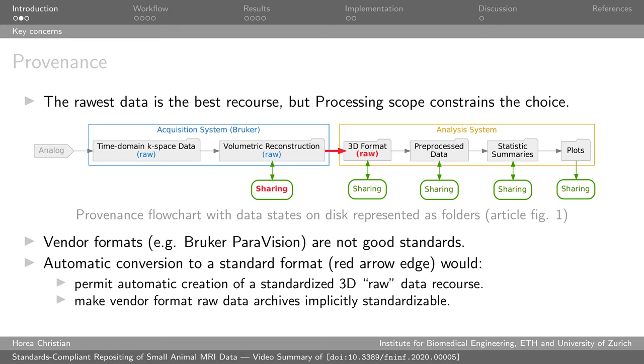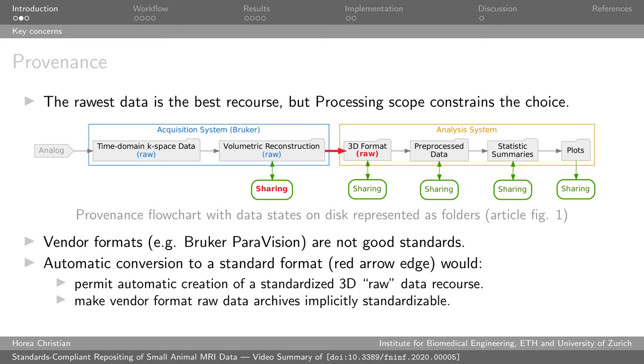It starts with an analog signal, which is then digitized by the scanner, recorded as time domain k-space data, then reconstructed by the scanner in a volumetric format, which is proprietary because it is done by the scanner software on the acquisition system, which is proprietary. And then, of course, that can be transferred to an analysis system and an analysis pipeline, and then processed further downstream from that. Now, of course, the rawest data would always be the best possible recourse.